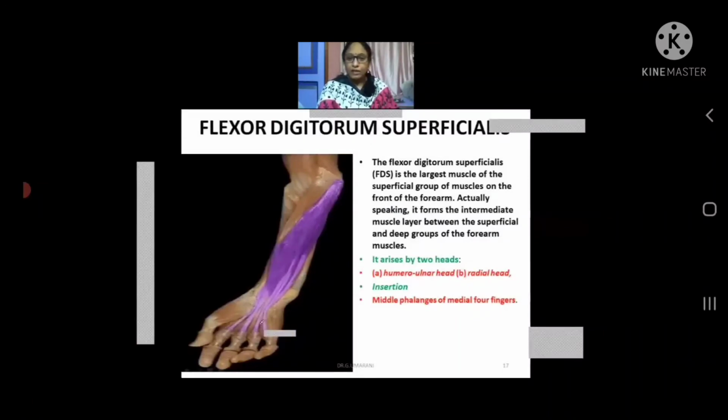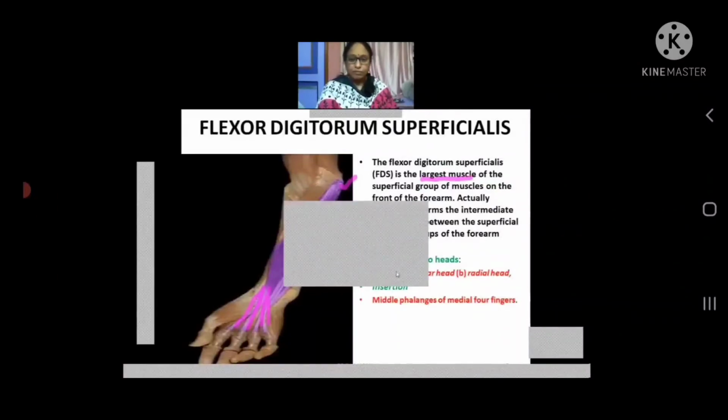The flexor digitorum superficialis is the largest muscle of the superficial group of muscles, and it forms the intermediate muscle layer between the superficial and deep groups. It has two origins: it arises from the common flexor origin as the humero-ulnar head, and the radial head. For its insertion, we can see it divides into 4 tendons for the medial 4 fingers. It is inserted to the middle phalanges.